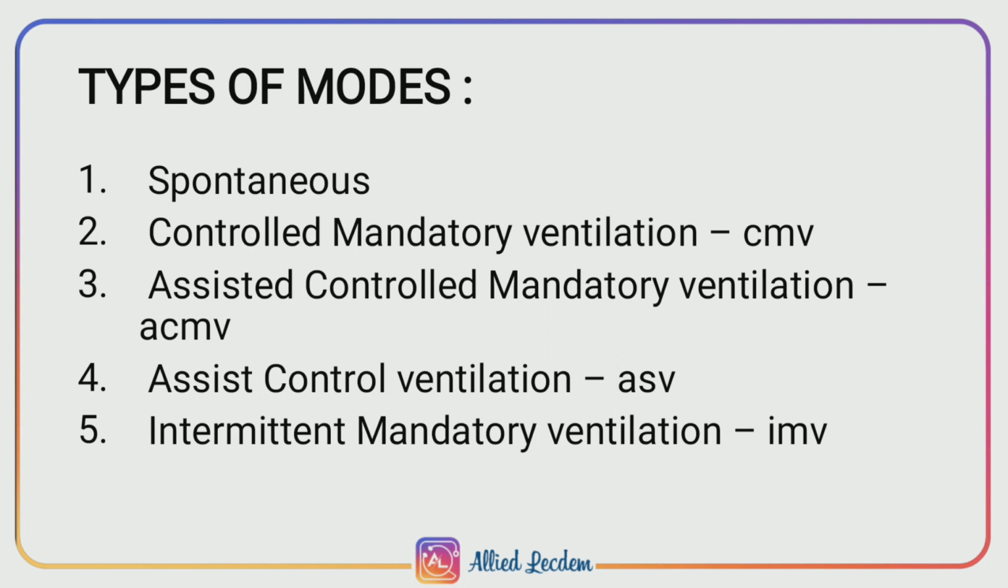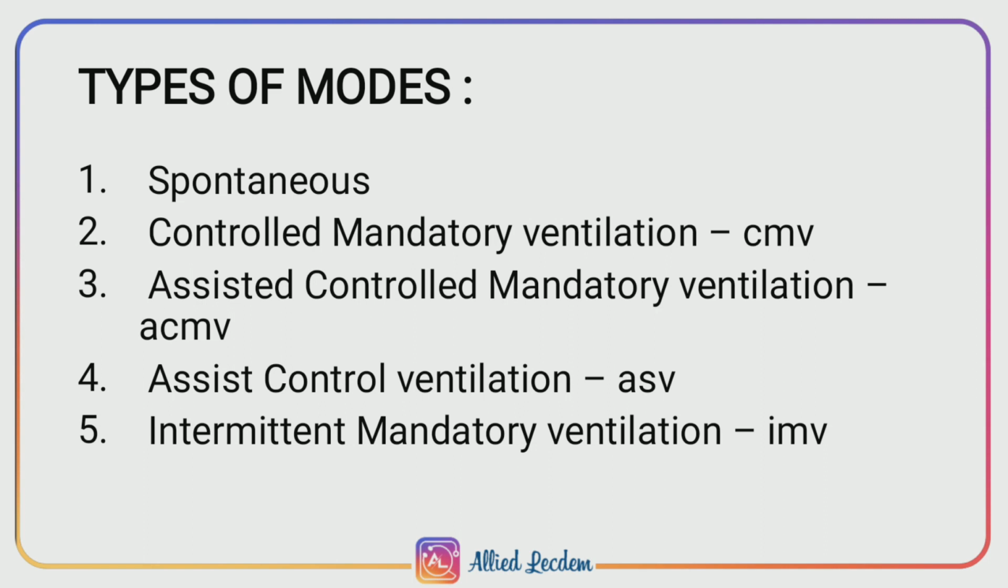Spontaneous is where the patient can breathe on his own. Next, controlled mandatory ventilation. As the name suggests, in this mode, the total breathing of a patient is controlled by the ventilator at a preset tidal volume and respiratory rate. There is no spontaneous effort by the patient. Assist controlled ventilation, also known as continuous mandatory ventilation. As the name suggests, in this mode, the ventilator assists the patient's spontaneous breath to a preset tidal volume and can also deliver a controlled breath if required.